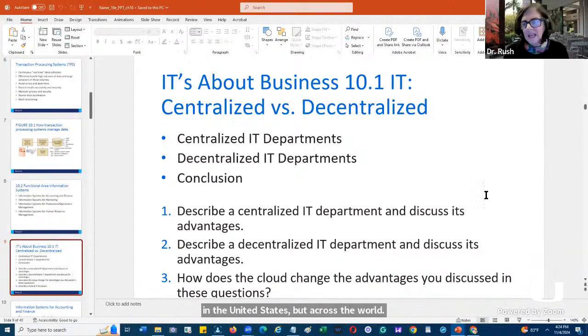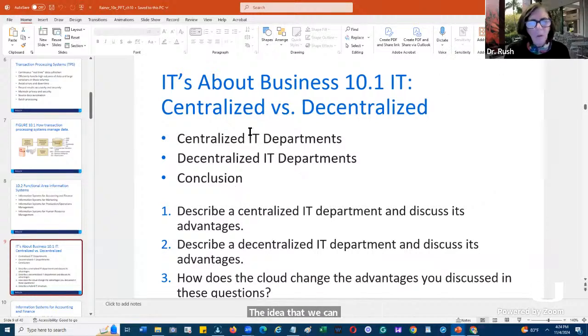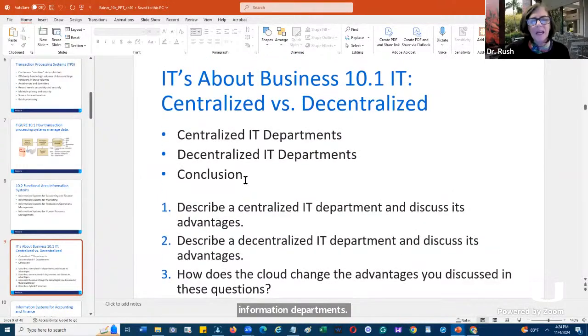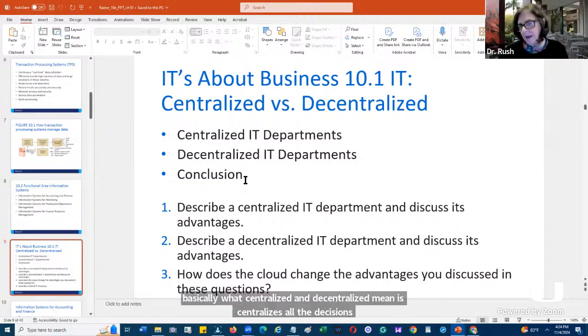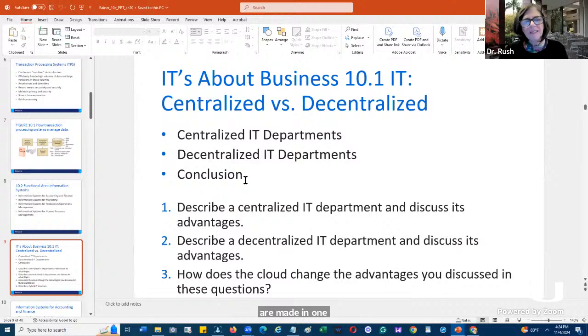And the idea that we can think about is that we have what we call centralized or decentralized information departments. Basically, what centralized and decentralized mean is that with centralized, all the decisions are made in one area. Decentralized, in this case, would be what? What do you think decentralized would mean, Clark?